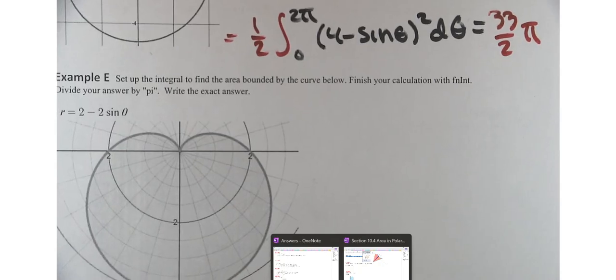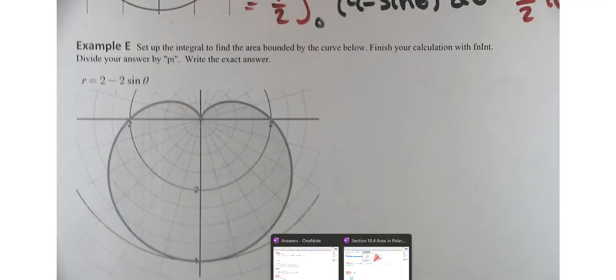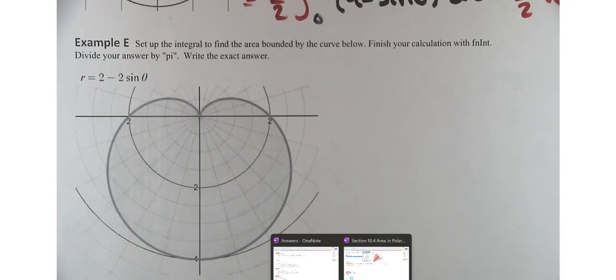Okay. Let's take a look at example E here. How are we doing on these so far? These okay? Yes? That's easy? All right. Joseph? Thank you. All right.